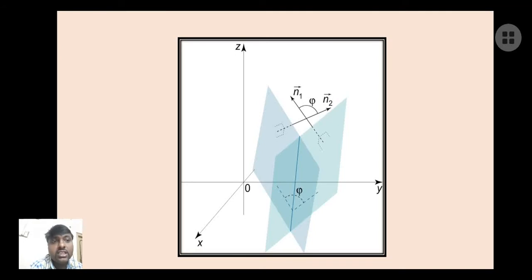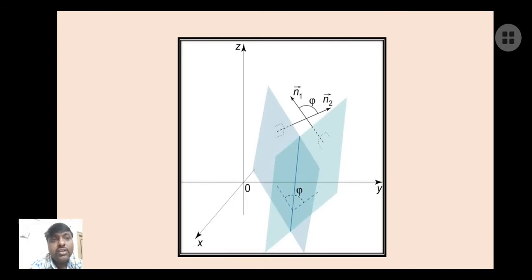See here, it is one more example. I can take two surfaces here, the first surface and the second surface. I try to find the angle between the two surfaces. The angle between the two surfaces is phi here. For calculating this phi, I calculate two normal vectors to the surfaces. n1 is the normal to the first surface and n2 is the normal to the second surface. The angle between these two normal vectors is phi, that is also the angle between the two surfaces. So this is the way we can calculate the angle between the two surfaces.